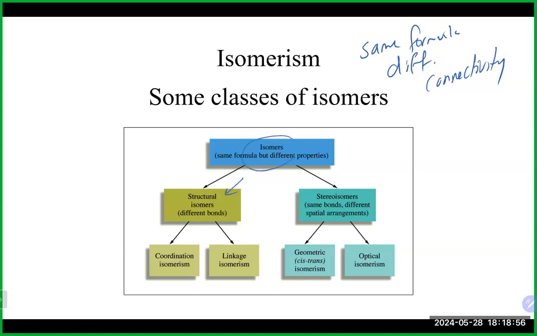So in terms of isomers, there are structural isomers, which have different bonds. And underneath that type of isomer, there's a coordination isomer and a linkage isomer. We'll talk about each of these separately in just a second. Also, isomers can be classified as stereoisomers, which have the same bonds but different arrangements in three-dimensional space. That could give rise to geometric or cis or trans isomers, and also optical isomers, which have the ability to bend plane polarized light one way or the other.